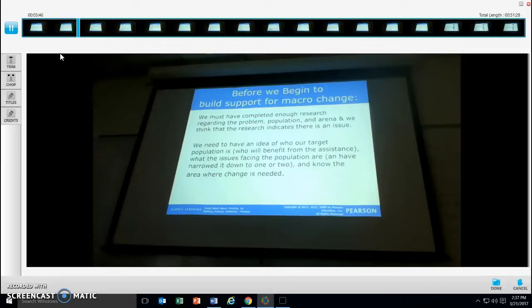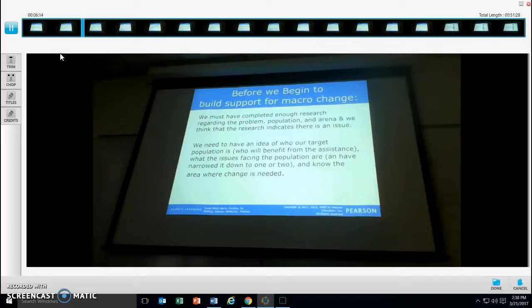What are the issues facing that population? Or at least have it narrowed down. You may have a population like homeless veterans in Arlington or something like that, and there are so many issues facing that population or reasons why this could come about, such as where to live or how to get food or how to get a job, that it's almost overwhelming.